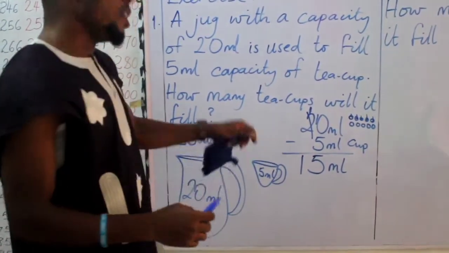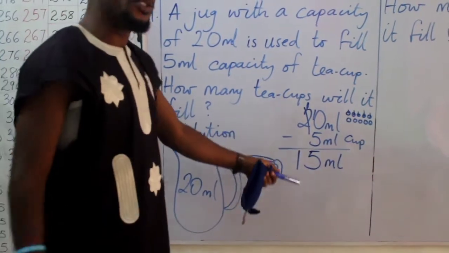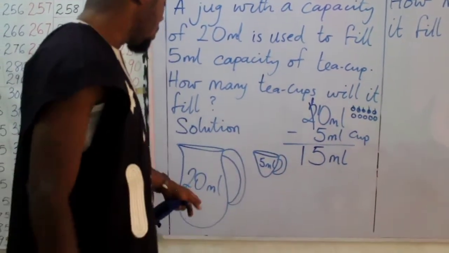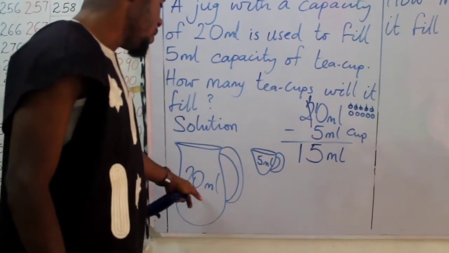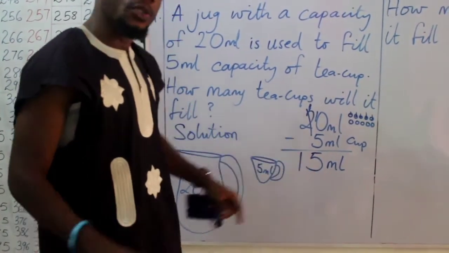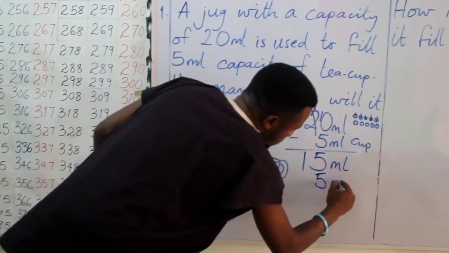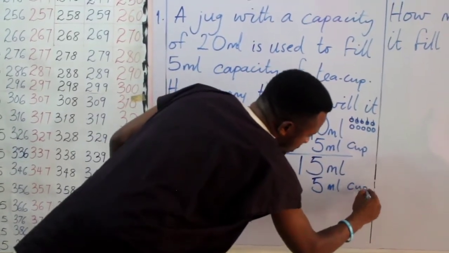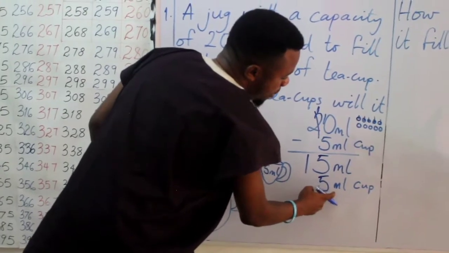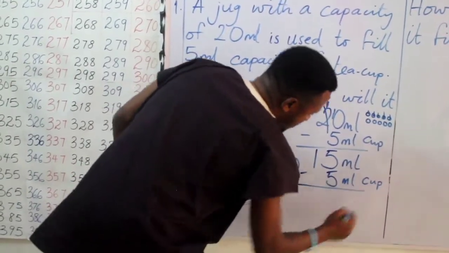Wow. We still have another 15 milliliter. Remember, we must get to 0 before we can empty the what? Jug. But now we removed 5 milliliter from this. We have 15 left. So let's take out another 5. Another 5. We are pouring in another one. This is our second cup. The first cup, this is the second cup. Let's see what we have here.